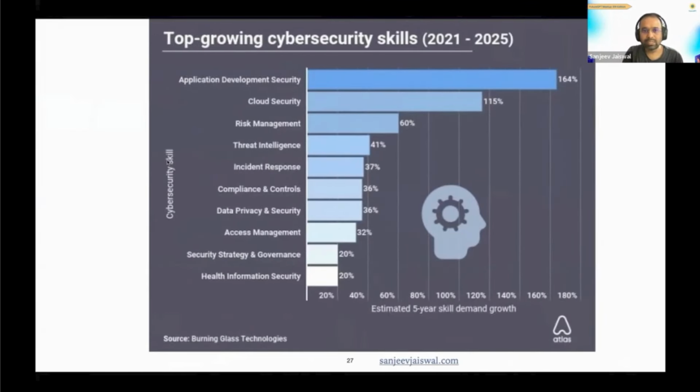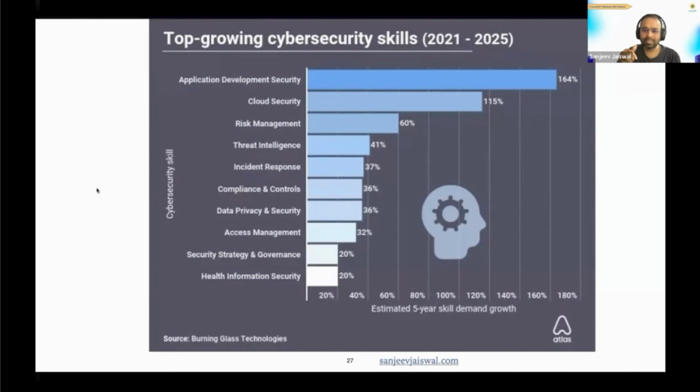Now you can imagine the different skill sets. It's still in demand, and there is an estimated growth rate. Like for the next 5 years, what is the demand growth? Every time there is development on the application side, so application development security will always be there. You are hosting your application, and every company is using cloud, so cloud security will be there. There are lots of risks when you are using applications in cloud. That's why risk management comes into the picture.